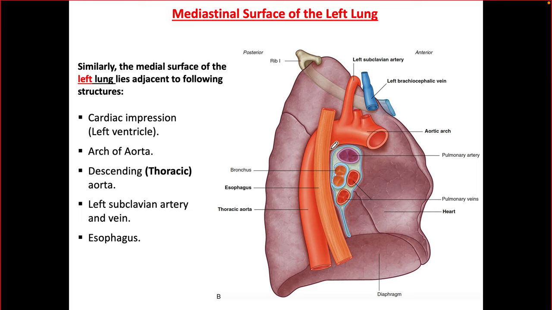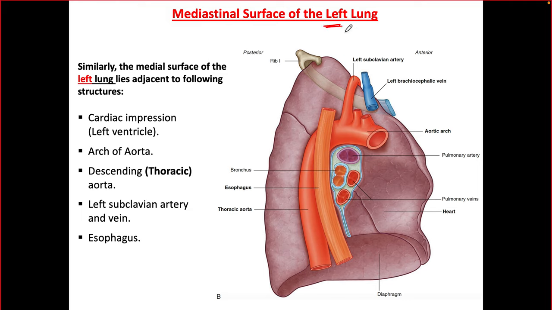Now, what about the left lung? Well, it's much easier, I think, than the right lung because it shares a couple of things. But when you say left, you always remember the arch of aorta. When you say right, you remember the superior and inferior vena cava.